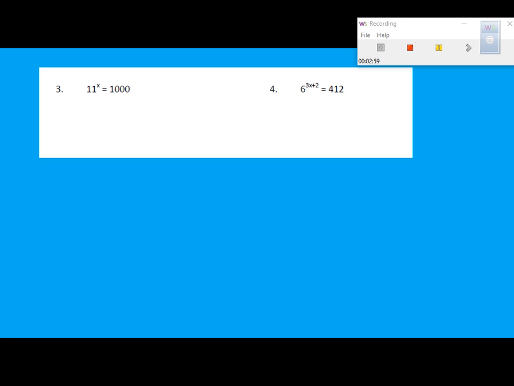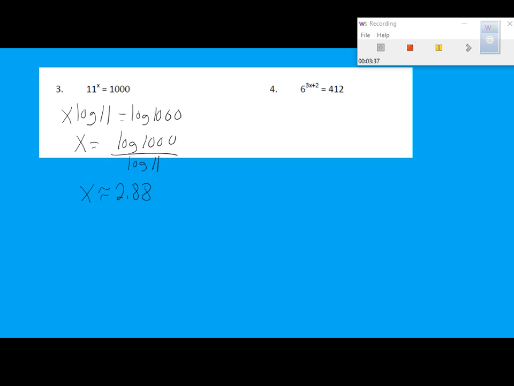My number 3 then, my exponent is the unknown, so I can take the log of both sides and bring down that exponent. So I've got x log 11 equals log of 1,000. Let's divide both sides by log of 11. So I've got x equals log of 1,000 over log of 11. If you run that through your calculator, we're going to get x to be about 2.88. What we'll normally do, guys, on this is round to the nearest hundredth.